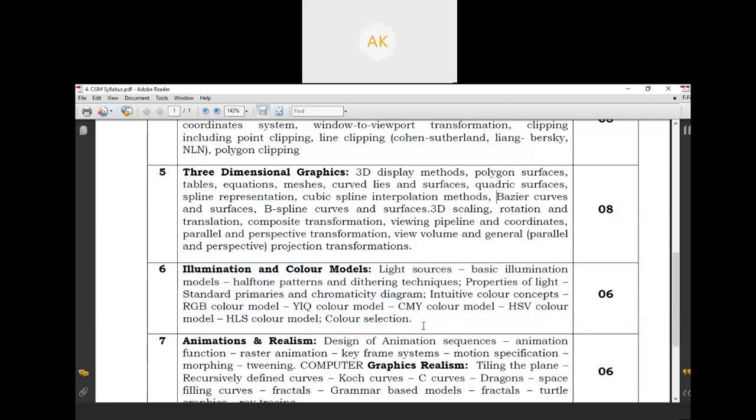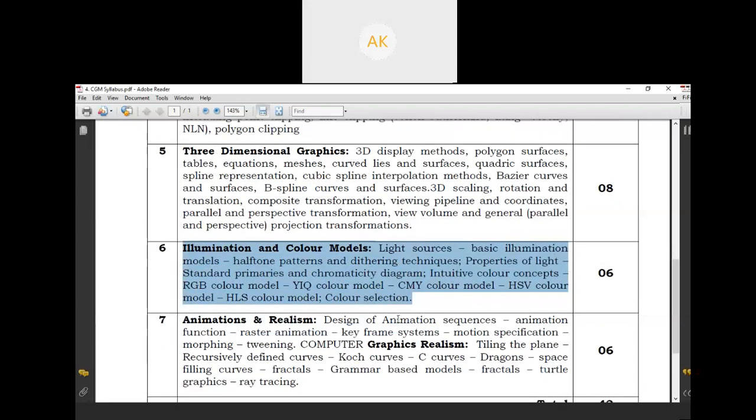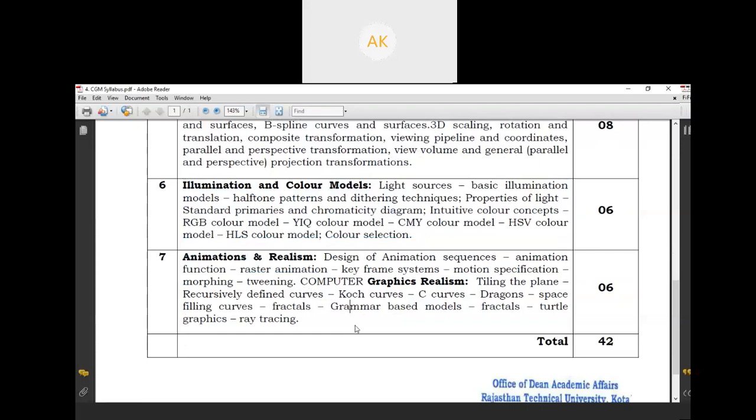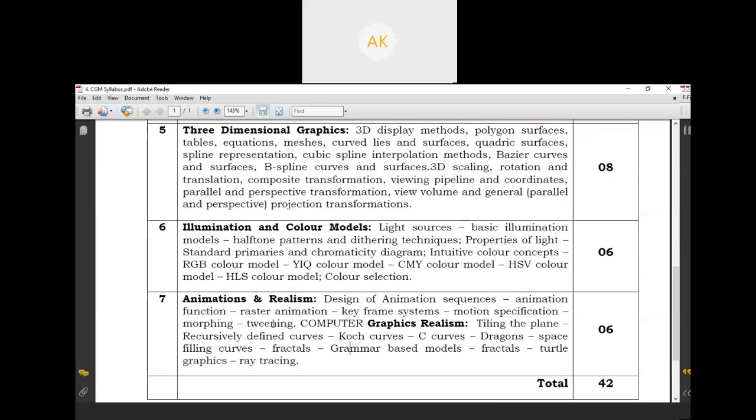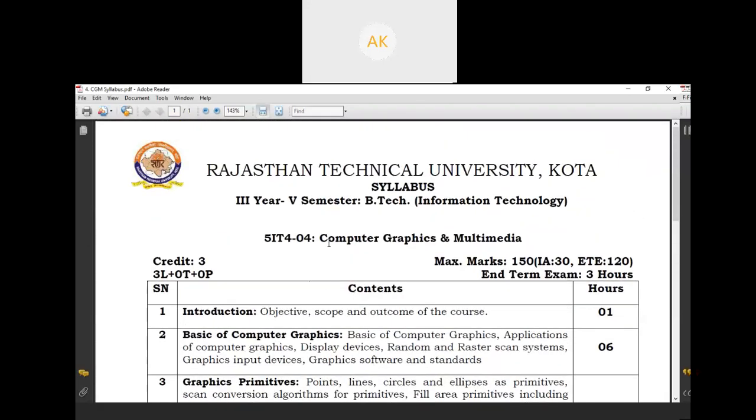Unit 6, or we can call this the second last. The last unit is animation. In this unit, we will discuss the fundamentals of animation, like designing animation sequences, animation functions, raster animation, keyframe systems, motion specification, morphing, and different realism of animation. We will discuss animation and realism in this last unit. So this is the complete syllabus of this subject, computer graphics and multimedia.